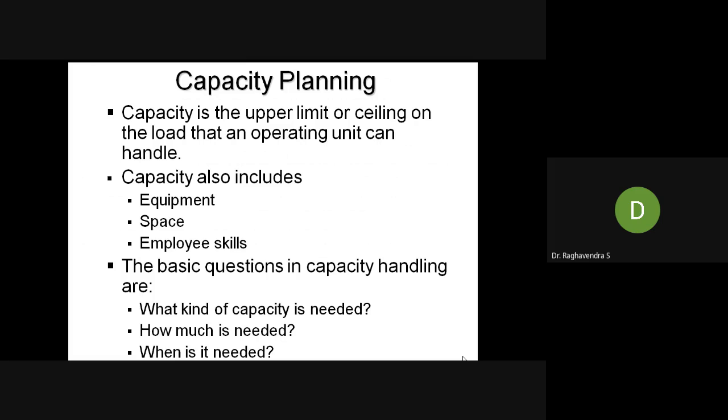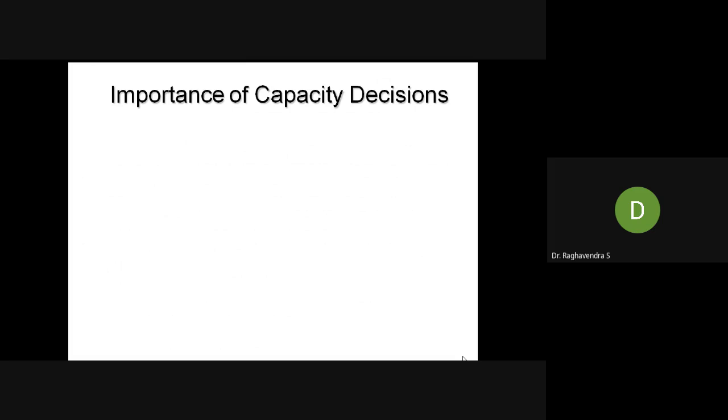The basic questions in capacity handling are: what kind of capacity is needed, how much is needed, and when is it needed. So important is the capacity decision.